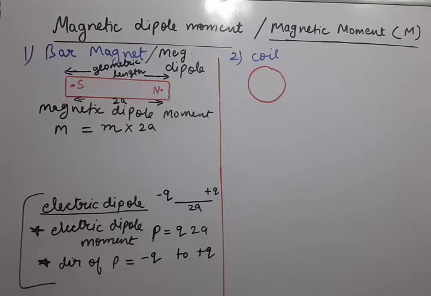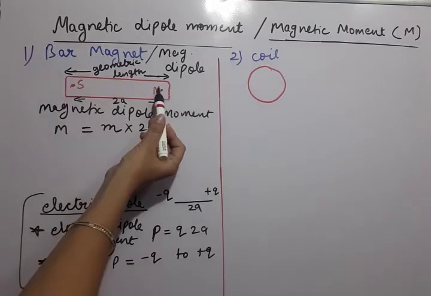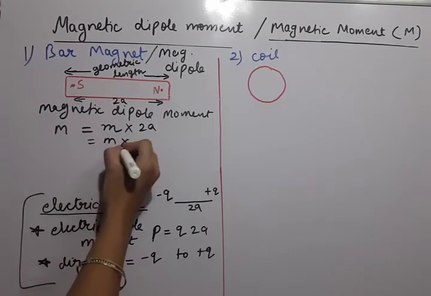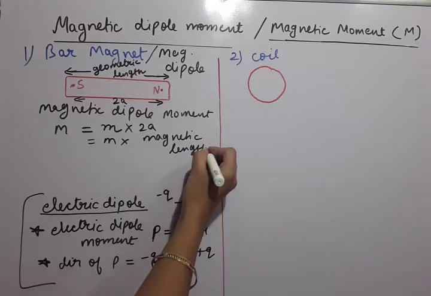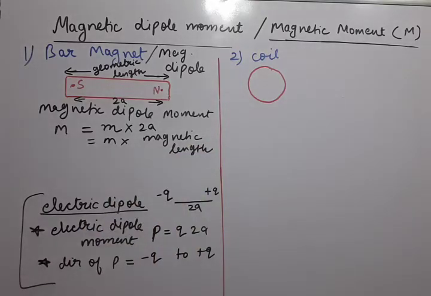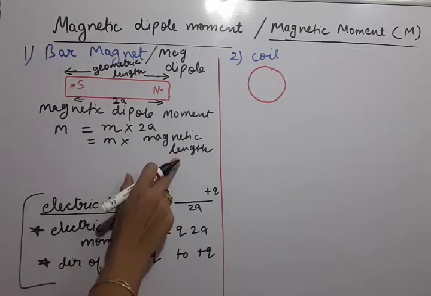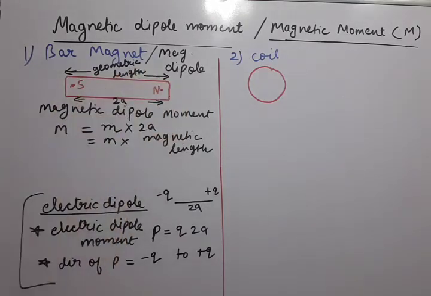Geometrically, it is the total length of the magnet. But I don't want the geometric length. I want the distance between the actual poles, which we call the magnetic length. This 2a which I have shown is from pole to pole. So the pole to pole distance is called magnetic length. Magnetic length is this much only, but geometric length is the full length. We don't use geometric length anywhere. It's just for your information.